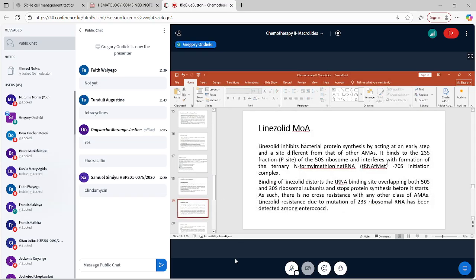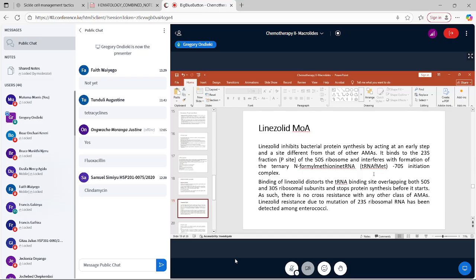Now, the mode of action is that it inhibits protein synthesis by acting on an early step and a site different from that of other antimicrobial agents. It binds to the 23S fraction of the 50S ribosome and interferes with formation of the N-formyl methionine tRNA. Okay, so the initiation complex is compromised. I know you learned about the process of protein synthesis, that after the RNA gets to the ribosome and tRNA is bringing the amino acids, there's an initiation complex, right? So that one is the early step where linezolid binds.